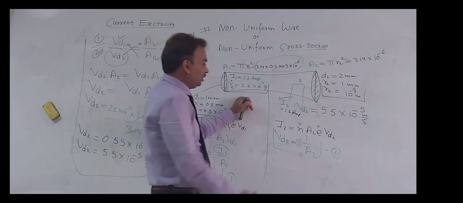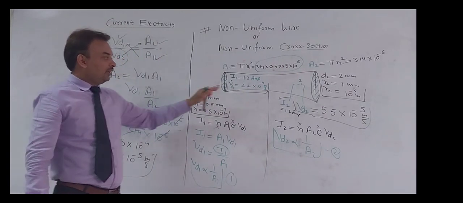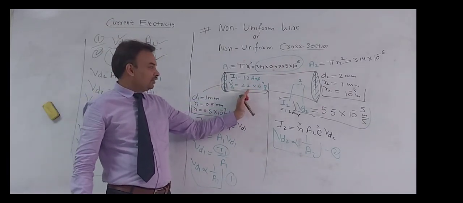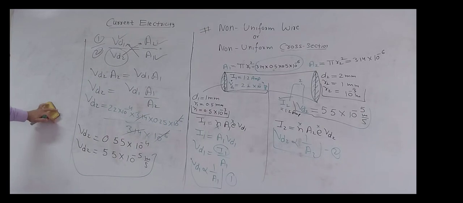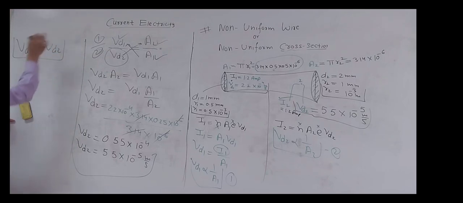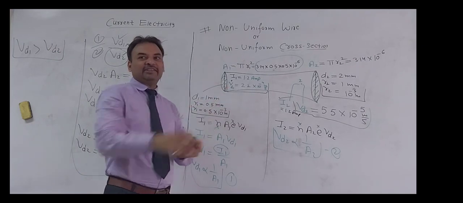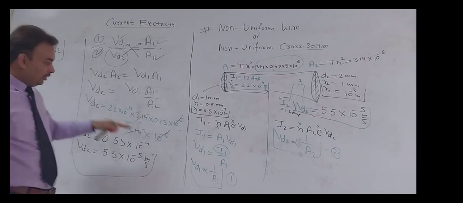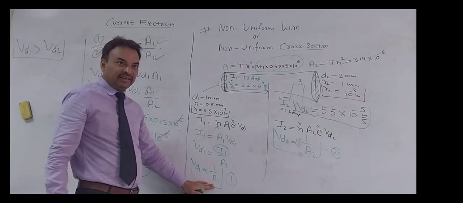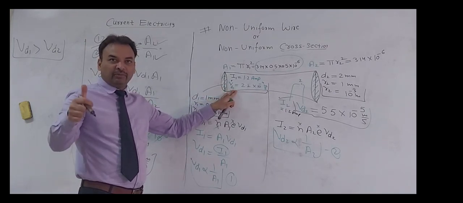So which is greater, VD1 or VD2? At which point is the drift speed more? Comparing the powers, VD1 is greater than VD2. This is also expected, because the drift speed is inversely proportional to the area. The lesser the area, the more the drift speed. So you see, this point has less area, so more drift speed.